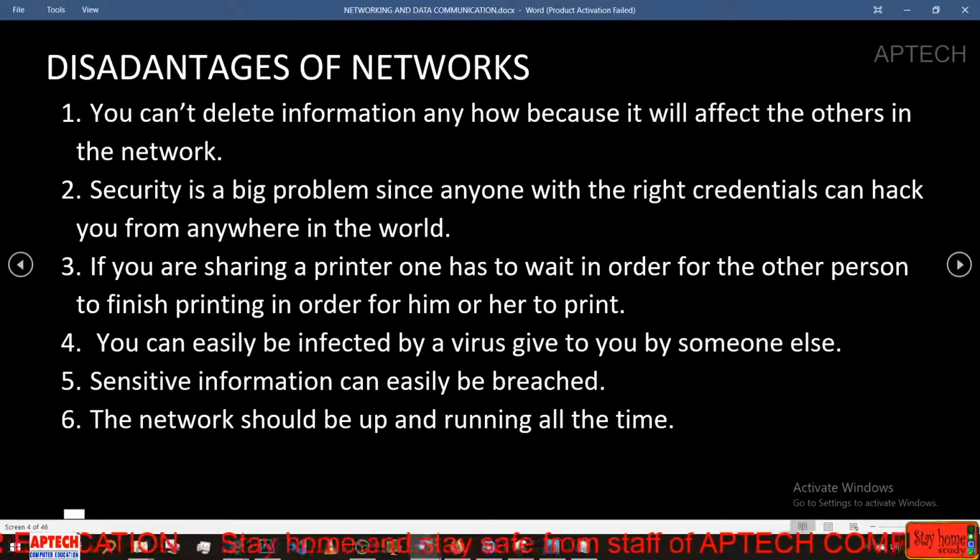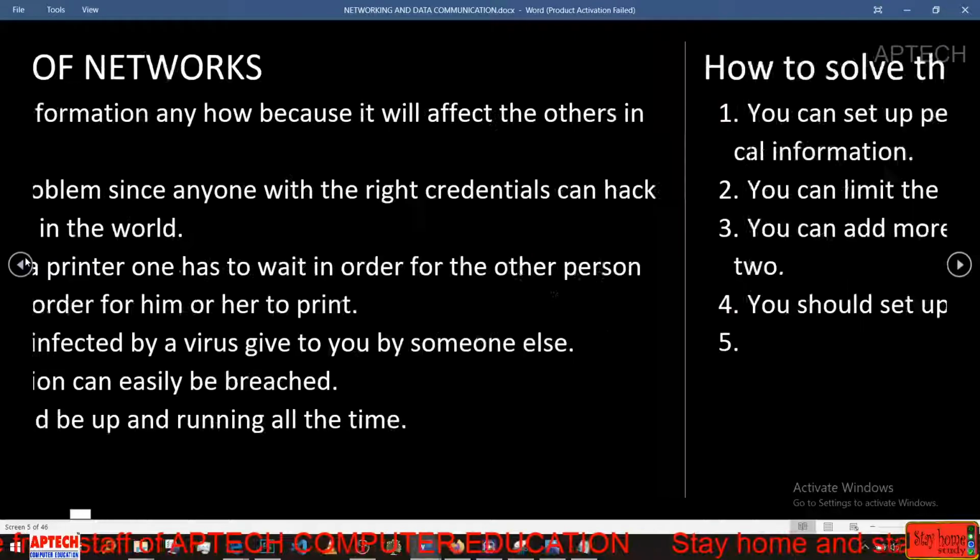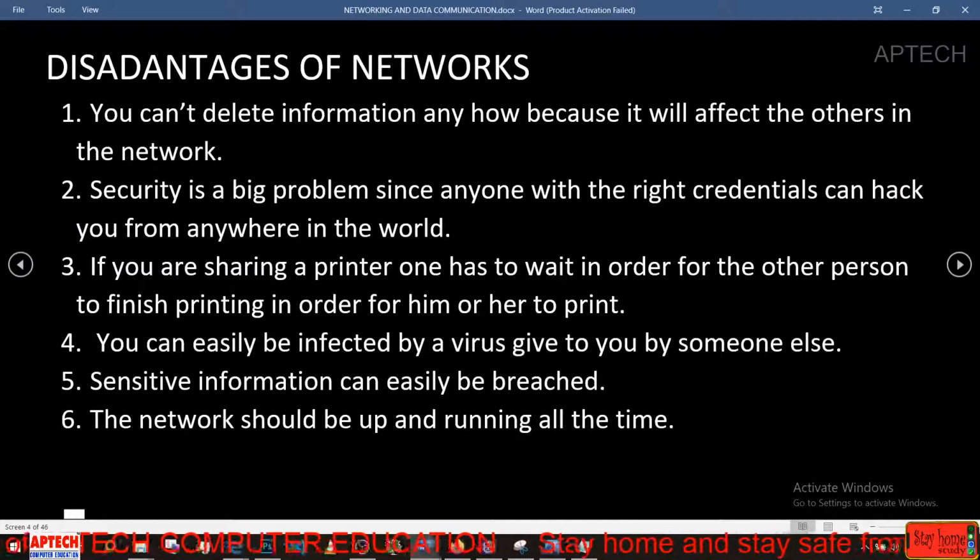Reason being, they have the information concerning the passwords and all that, so it's not hard for them to hack you. Then the next thing is if you're sharing a printer, one has to wait. So that's also one problem in the network. There's always that lag.